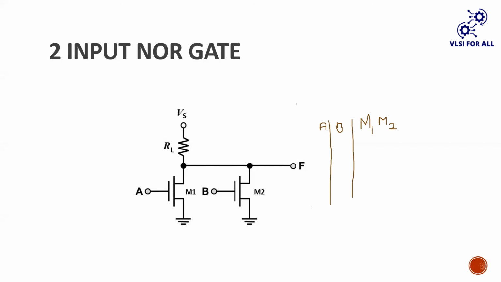Yeah, sure. There can be a condition when A and B are 0, 0. Then M1 and M2 will be off. So the output will be the VS as 1. Yeah, F will be 1. Exactly. And whenever it is in parallel, if anyone is on, at that time the current will flow to the ground. So output will be 0 at that time. Exactly. So 0 1, 1 0 and 1 1, for all three conditions they will be 0 output. So it is similar to which gate?